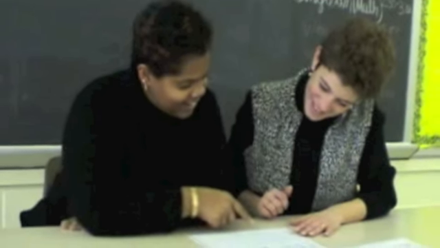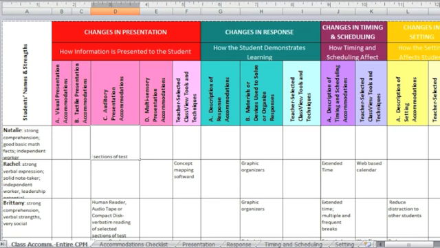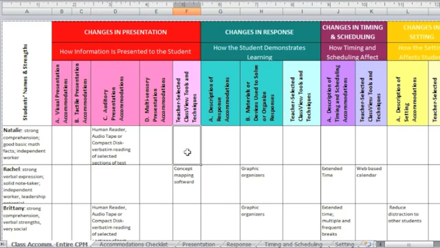Using ClassView, teachers like Pat and DeBajer can easily ensure that their weekly and daily lessons incorporate the accommodations and techniques that students need to be successful.